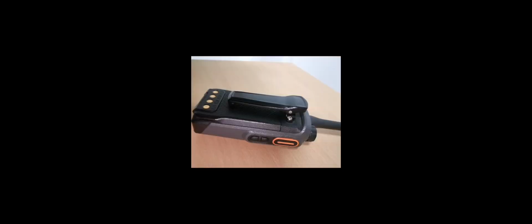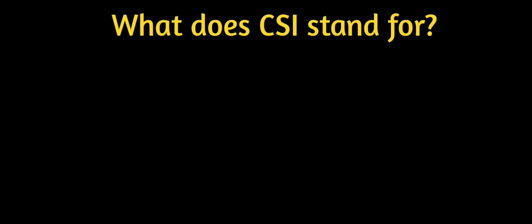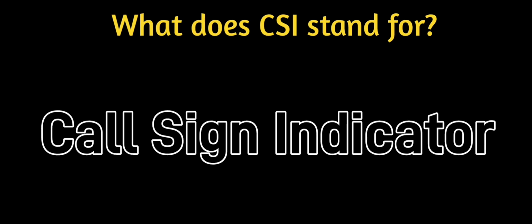Once you've been given the radio, you will then be given a CSI. What does CSI stand for? It stands for Call Sign Indicator. This could be letters, numbers, or combination of both. For example, numbers 21, 22, 23. Letters Alpha Romeo, Charlie Delta, or combination of both letters and numbers Alpha Charlie 1, Sierra Alpha 2.